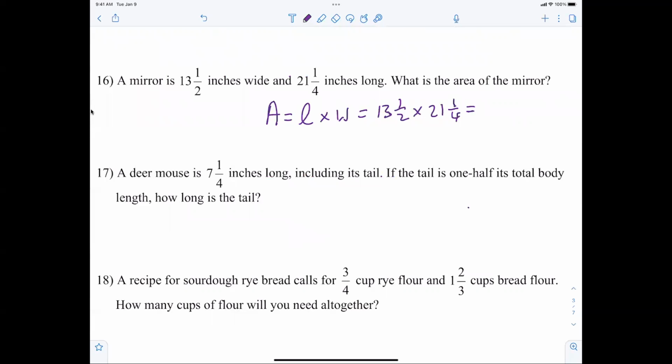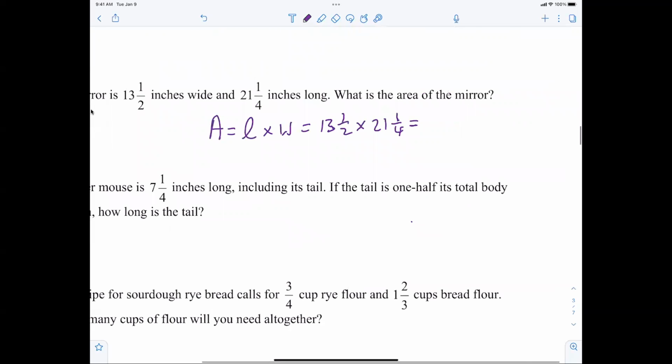I got 286 and 7/8. 286 and 7/8 what? Inches what? Nope. We're measuring what? Yes, we're measuring area. Area must be measured in squares. Area must be measured in squares.